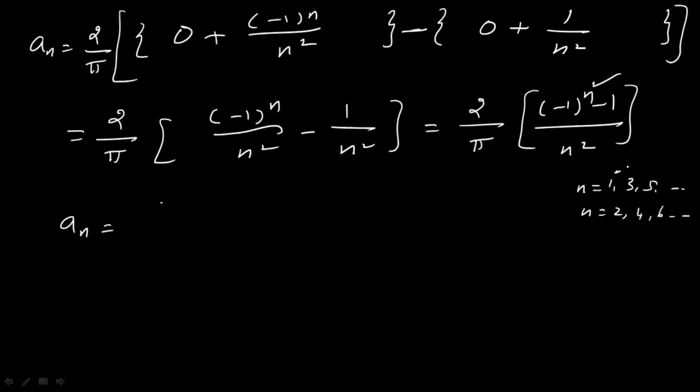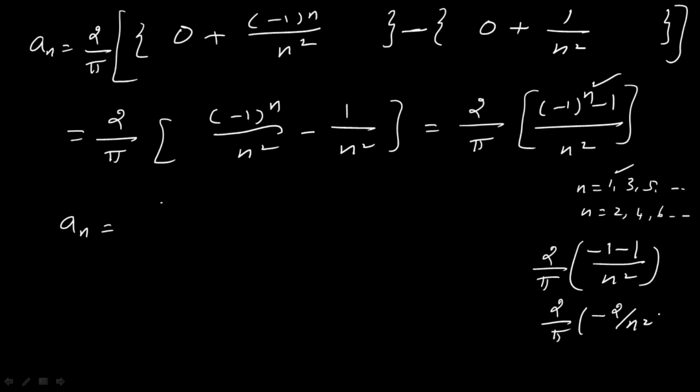So let me check what happens if it takes odd and even values. Let me put n is equal to 1. Minus 1 whole power 1 is minus 1 itself. So minus 1 divided by n square. Before that you have 2 by pi, so that is 2 by pi. So here minus 2 by n square, which means minus 4 by pi n square. So minus 4 divided by pi n square if n takes odd values.